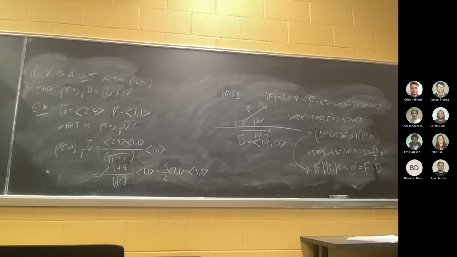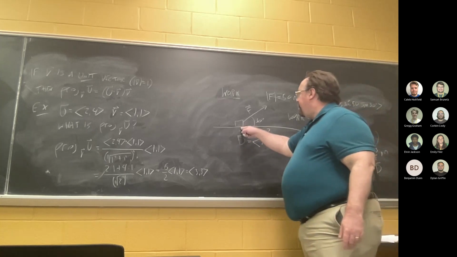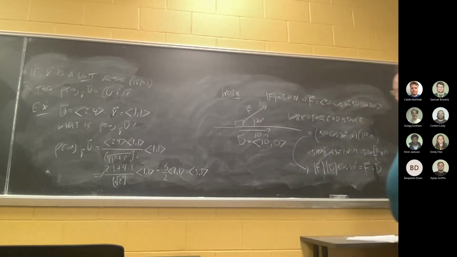So in general, the work done by force F acting to move an object through a displacement vector D is the dot product of them. So work equals force times distance still applies, only now, instead of multiplication of numbers, it's the dot product of vectors. If your force vector and displacement vector share a common initial point, and you know the angle between them, then this formula will correctly give you the work.